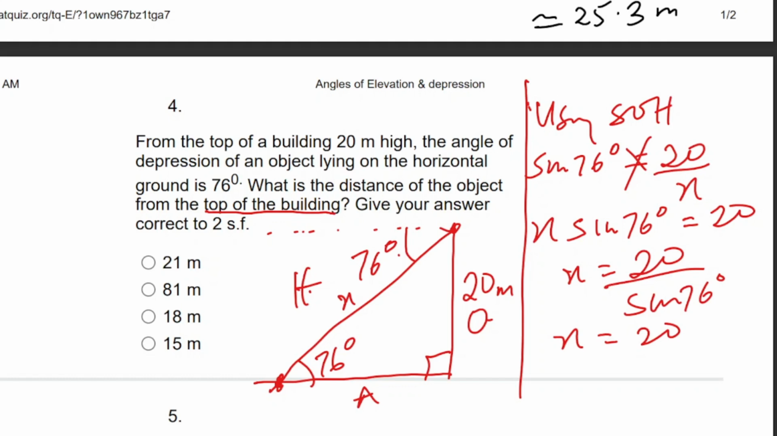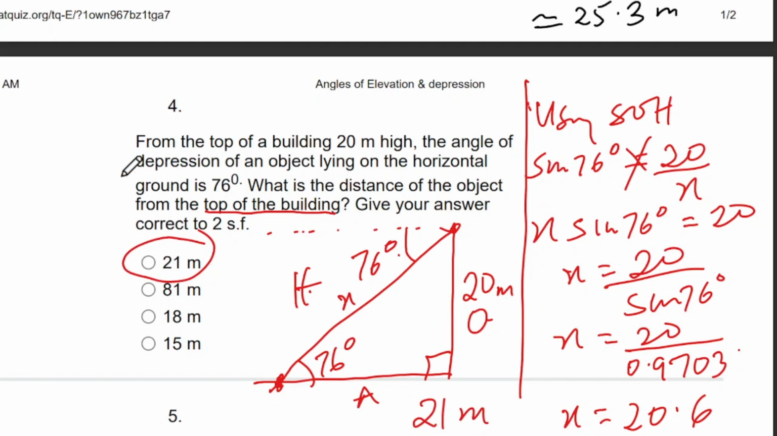So let's get the value of sine 76. That gives us 0.9703. So that's what we have. Now we divide: 20 divided by 0.9703 gives us 20.6. So x equals 20.6. But the question says we should change it to two significant figures. So this is going to give us 21 meters. That is option A.